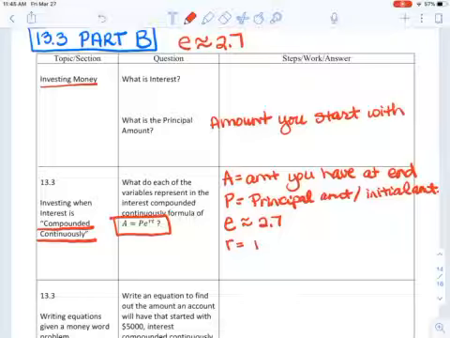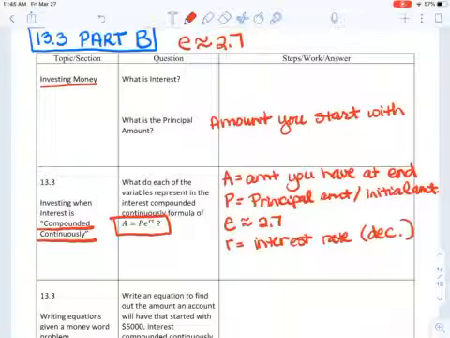R is going to be the interest rate, and that needs to be given as a decimal. So you may get it as a percentage, like it's going to have 3% interest or whatever, but we need to give the decimal version of that. And T is time. How long is it going to happen for?